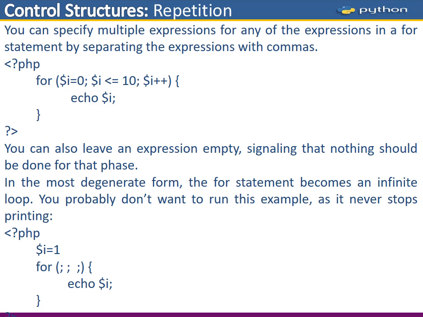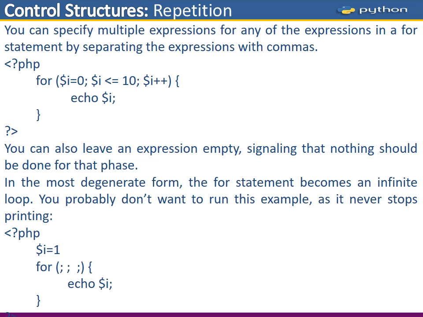We can also leave an expression empty. An expression can be empty, signaling that nothing should be done for that phase. When an expression is empty, it signifies that nothing should be done for that phase. In this example, each of the three parts inside the brackets, separated by semicolons, is empty. The for statement then becomes an infinite loop, and if you run the example here, it never stops printing.